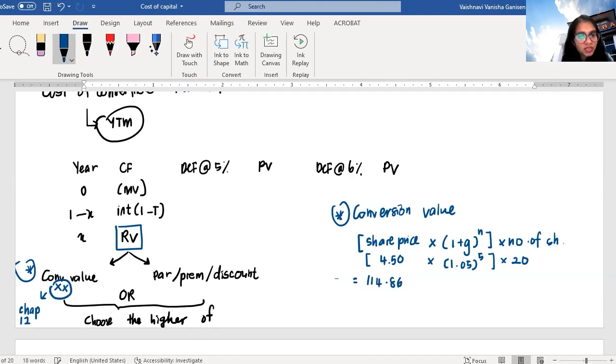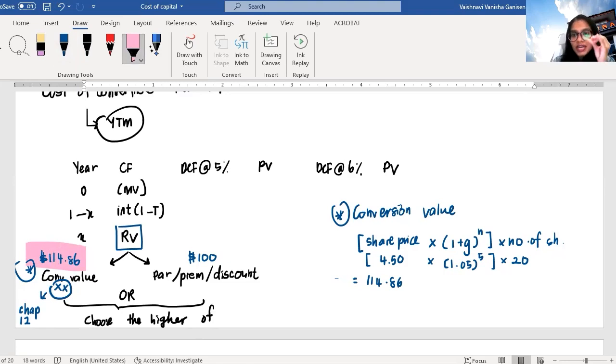So your conversion value is 114.86. Assuming this is at par, which is $100, you choose the higher of 114.86 or $100. So of course the higher would be 114.86. So your redemption value would be the conversion value.